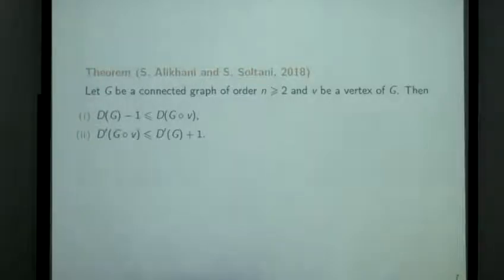Okay, and we can ask about another operation on graphs, for example, the contraction of a vertex. You know the contraction of a vertex means that we join all neighbors of the vertex together and then delete the vertex. And you see here the distinguishing number after this operation is greater than or equal to D(G) minus 1, and you see the relation for the distinguishing index. And these inequalities are sharp.